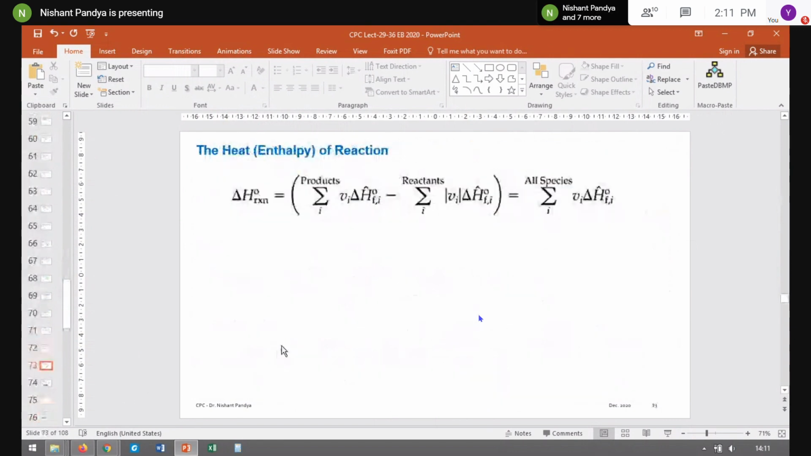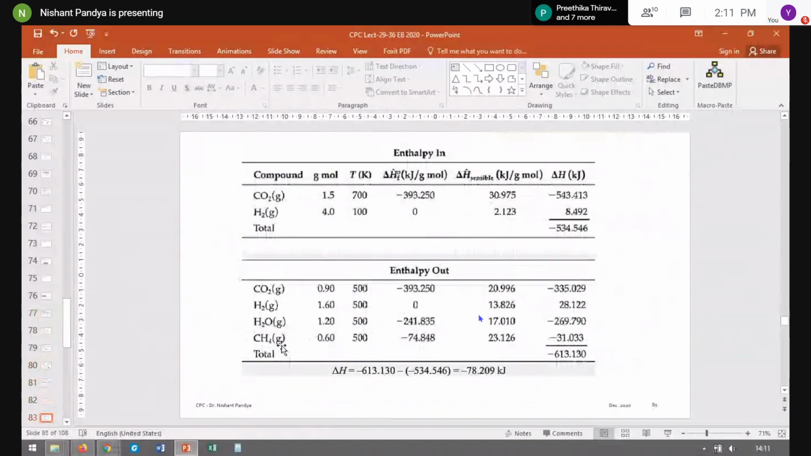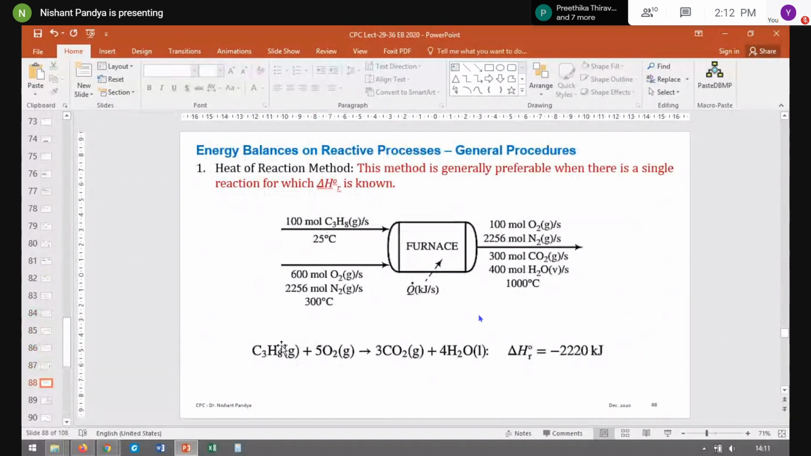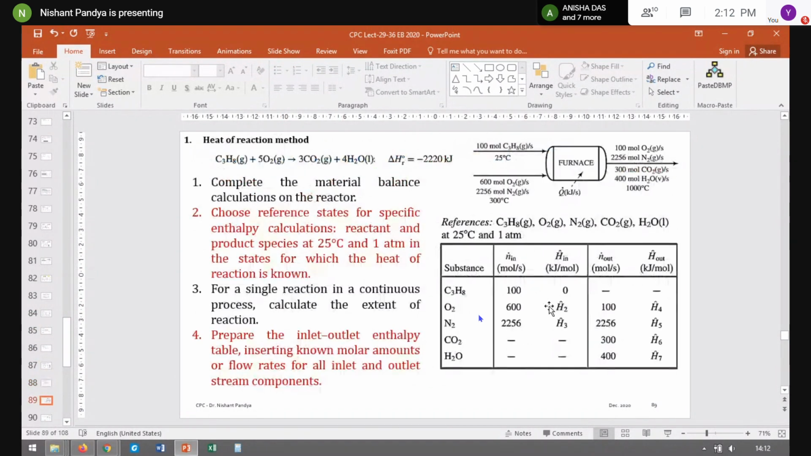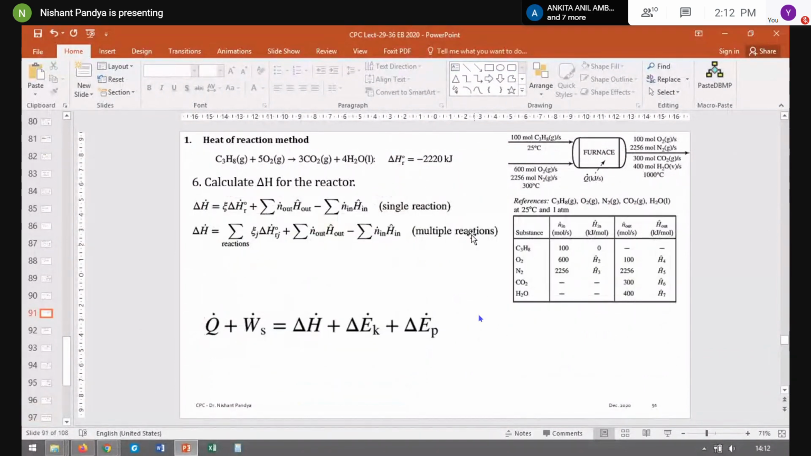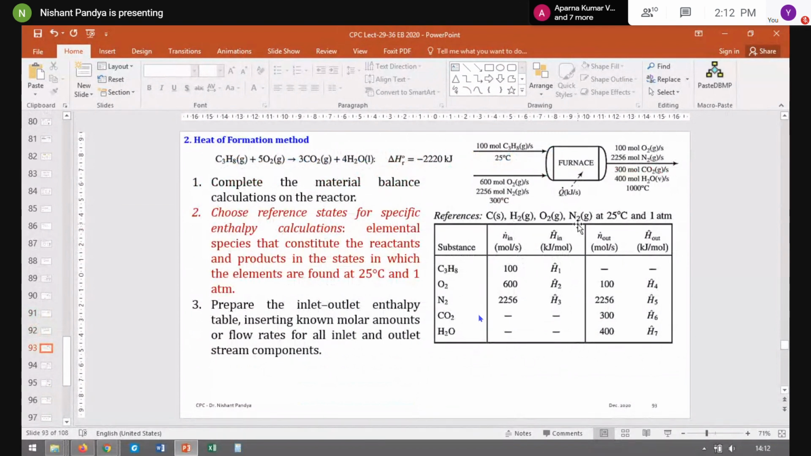We have already done one, and second we did today. This is the one from the textbook, and this one we did today in the morning. And the second example, C3H8, oxygen, nitrogen, and you get the product. You can do it by two different methods. One is this, and second is taking the elements as a reference, and you can take C, H2, O2, N2 as a reference state, and you can carry out the calculation. Right, so these two methods are there.